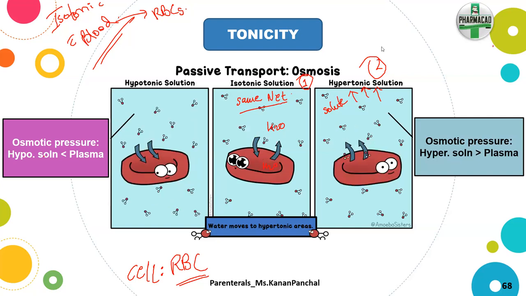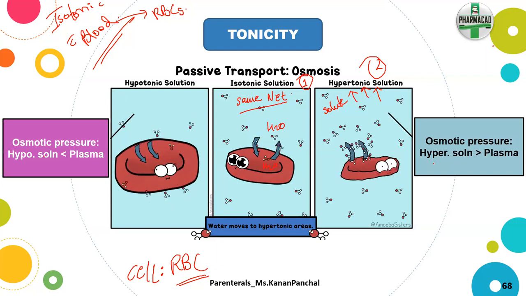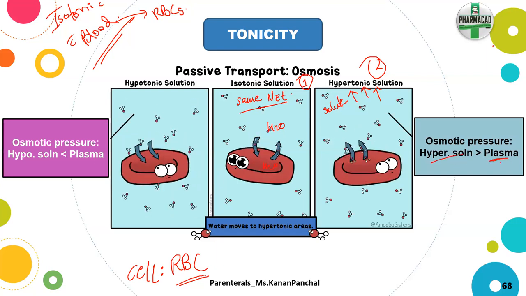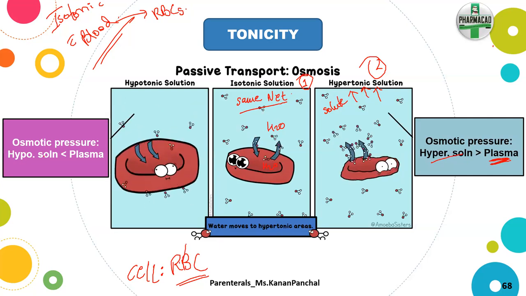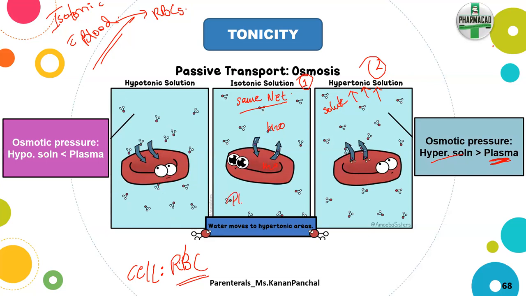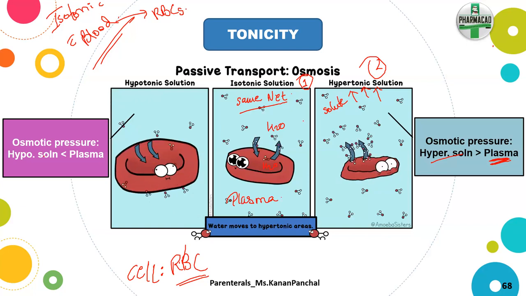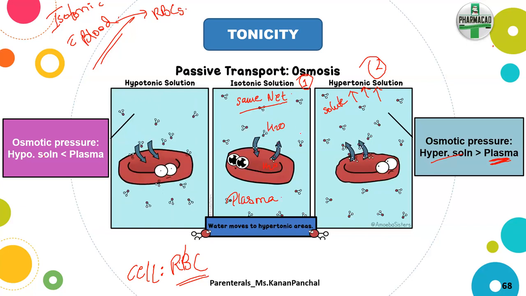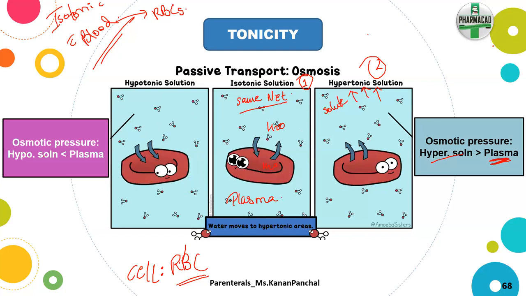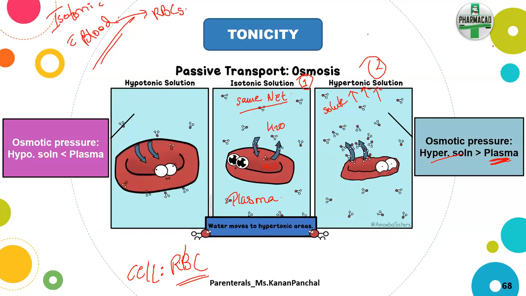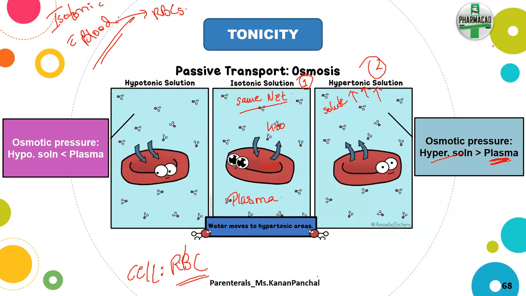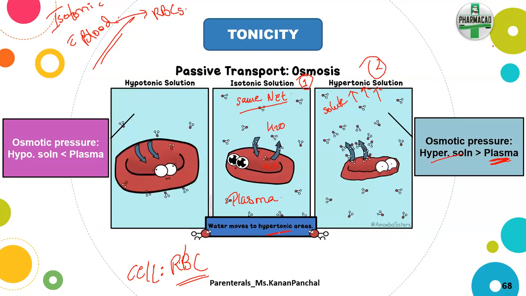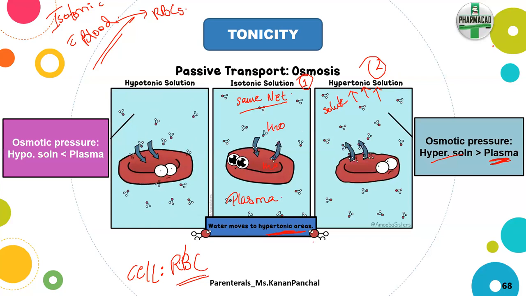Okay. So osmotic pressure in this case, if it is more than that of plasma, the plasma which is already in the body, that is isotonic. Okay. So inherently the plasma is isotonic to blood. But if something has a higher osmotic pressure than your plasma, we will call it a hypertonic solution. Okay? So water will always move to hypertonic areas, meaning it will go to the outside.